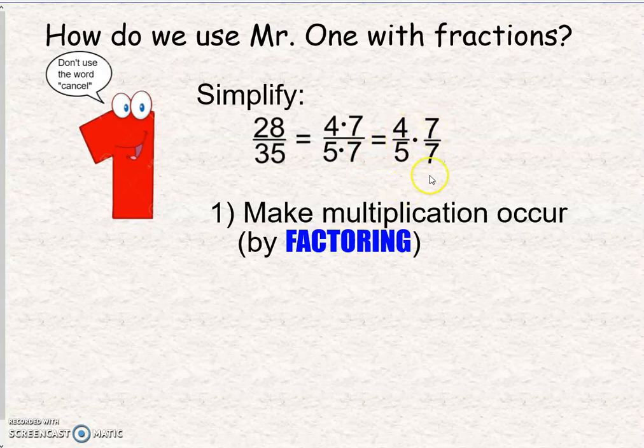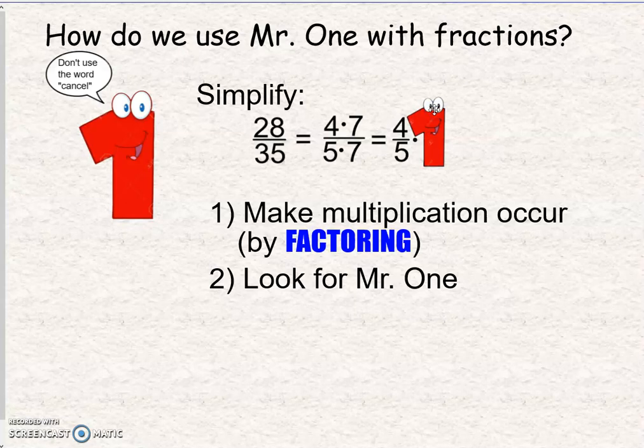Now I know what you're thinking. 7 over 7? That's step 2. Step 2 is look for Mr. 1, same on top as it is on the bottom. And now that we have a 1 showing up, let's use his special power. What is any number times 1? Well, it's that number, 4/5. So without using the word canceling, but using instead the phrase making 1, we're able to take this pretty big fraction, these pretty big numbers, and reduce or simplify it to much smaller numbers.